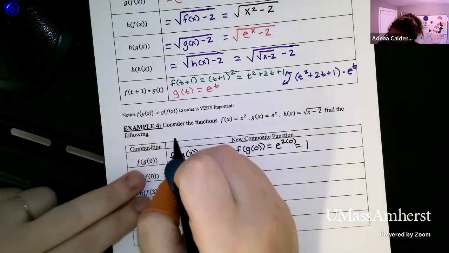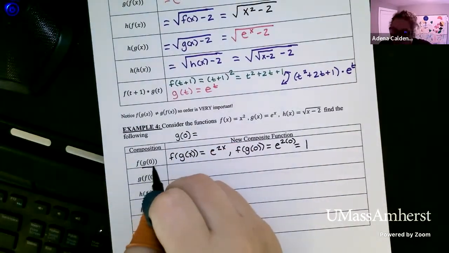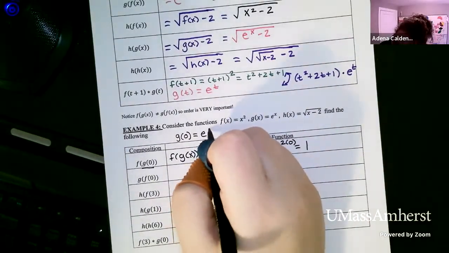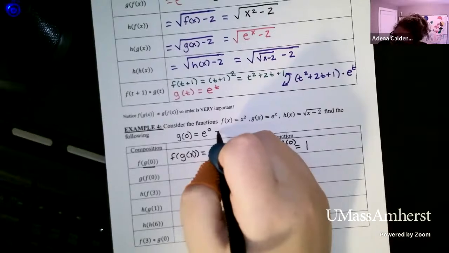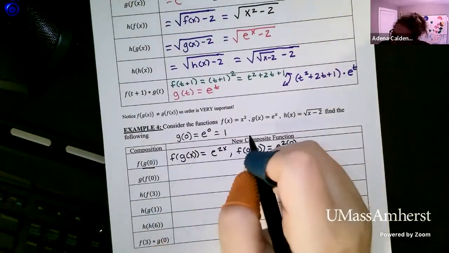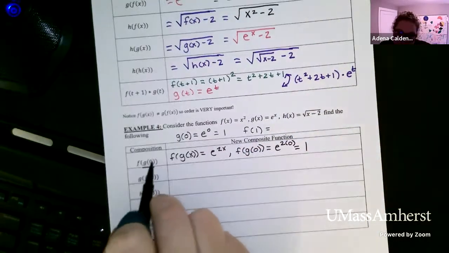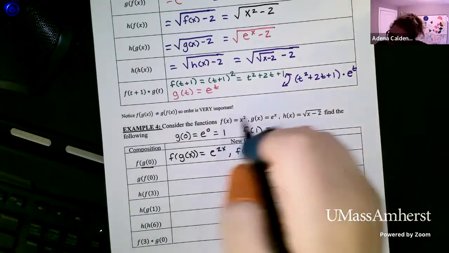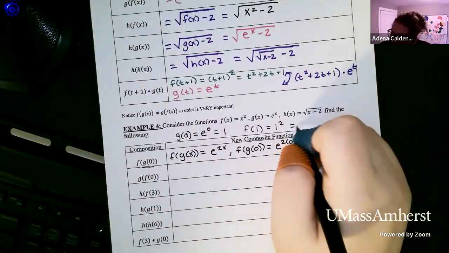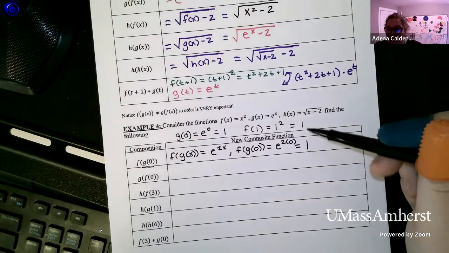The alternative way is that you could start in the middle and find g of 0. So you go to the g function, you have e to the 0, e to the 0 equals 1. So then you plug in a 1 here. And so now you're going to do f of 1, right? Because you're substituting in what g of 0 equals. And so now you go to the f function, and you have 1 squared, which equals 1. Both methods are going to give you the final result of 1.